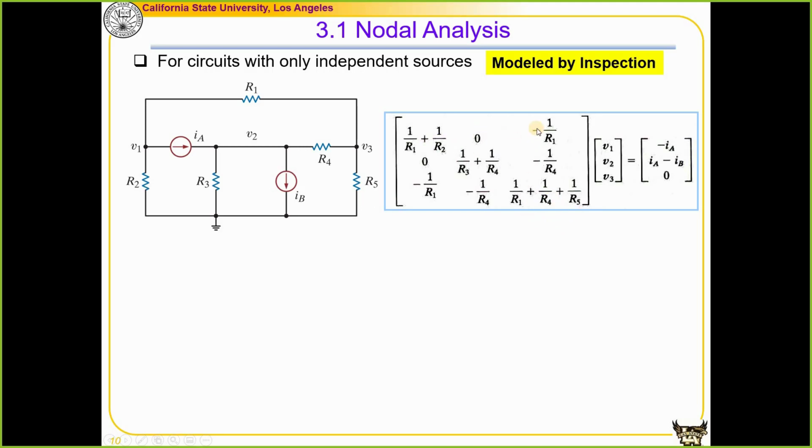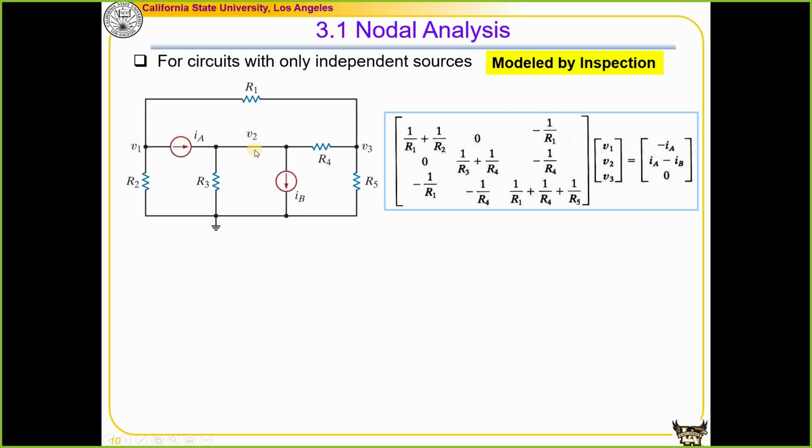The off-diagonal entities are the ones shared by different nodes. So this is the first row, second column. This one represents the shared resistors between node 1 and node 2. And this entity over here, the first row, third column, represents the shared resistor between node 1 and 3. So let's look at that.